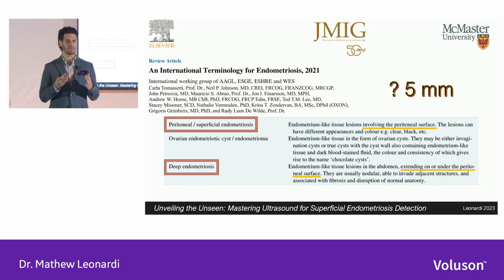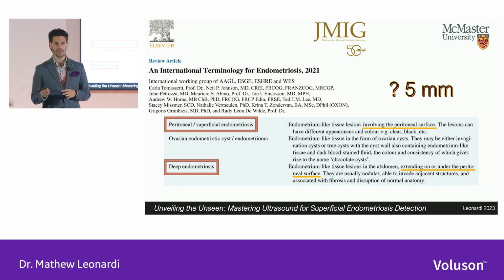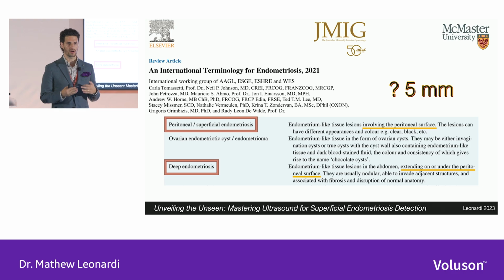So that does change the game a little bit, because a 2 millimeter, 3 millimeter nodule would be classified as deep. These are small, maybe hard to see, and superficial is even smaller. It's only the things that line the peritoneal surface.